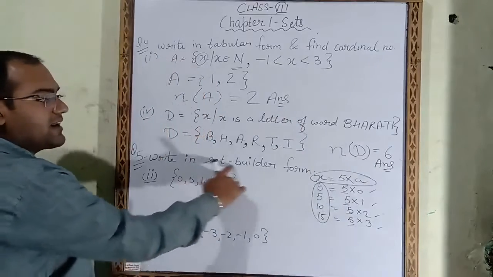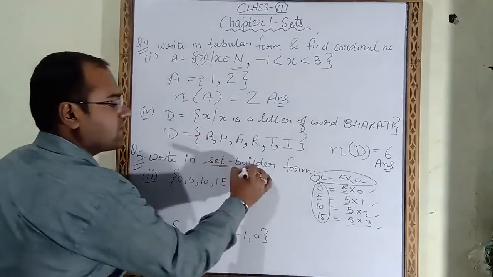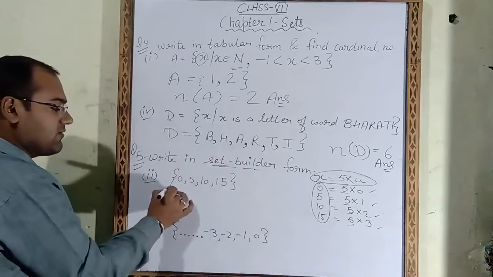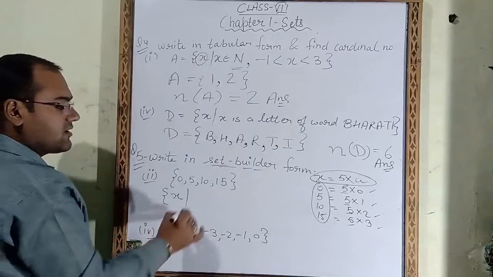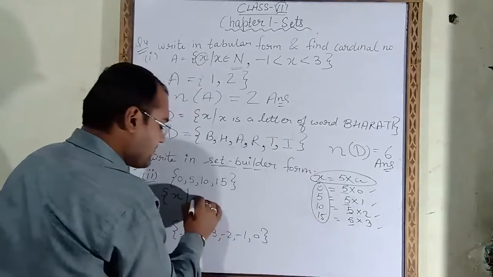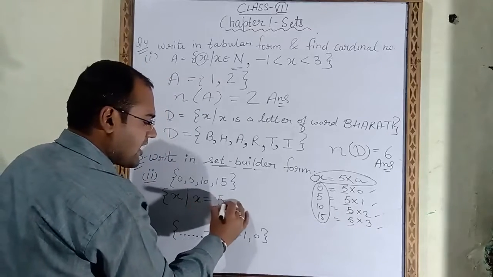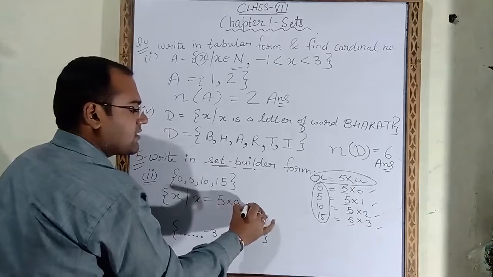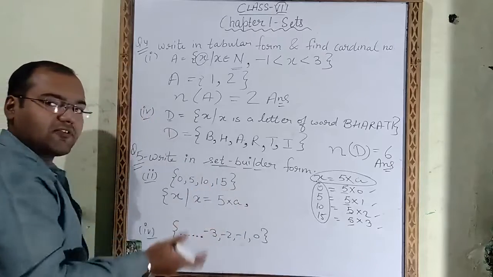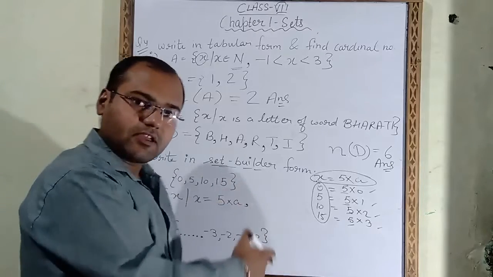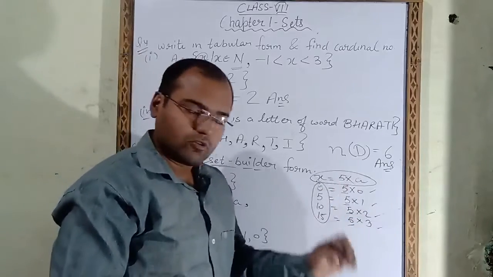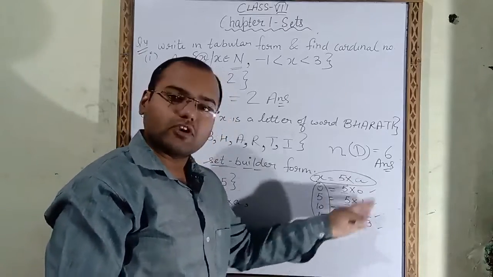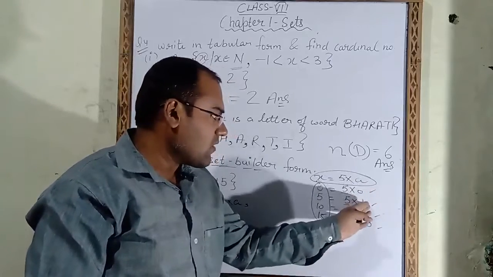So we have to write in set builder form. In the beginning we have to do like this: x such that. Now we have to write the formula. What is the formula here? x is equal to 5 multiplied by A, comma. Now what is this A? We had taken this A ourselves, so we have to write here what this A is. A is 0, A is 1, A is 2, A is 3. So 0, 1, 2, 3.